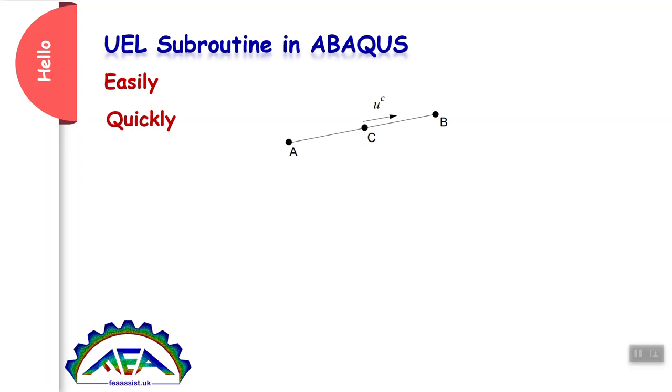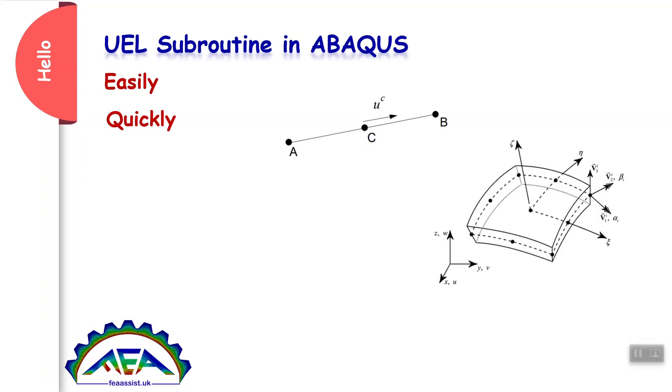If you want to have a more precise solution, you need to add point C and a new interpolation function. Interpolation function can be linear or cubic. You need to define your function in UEL subroutine. For two and three dimensional problems, it's the same. We need to define a new element with a new interpolation function. To well understand these things, stay with us.